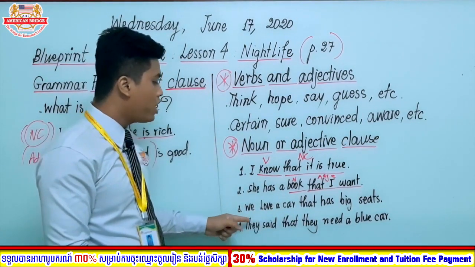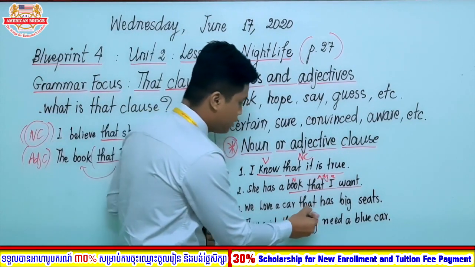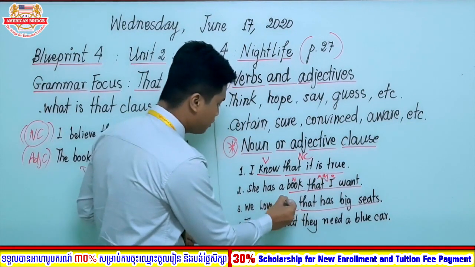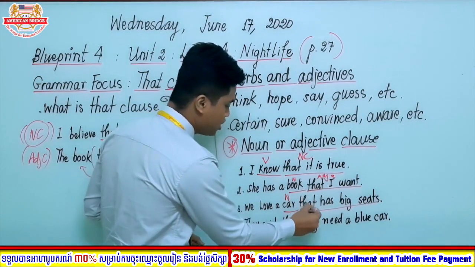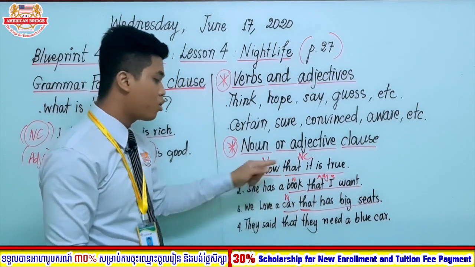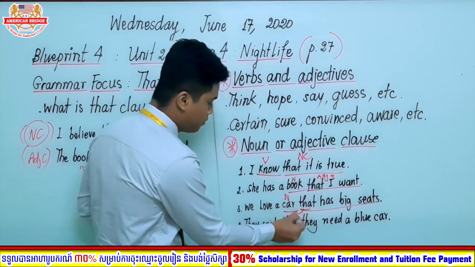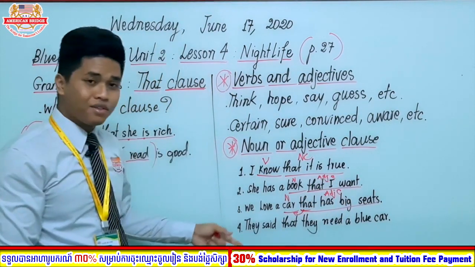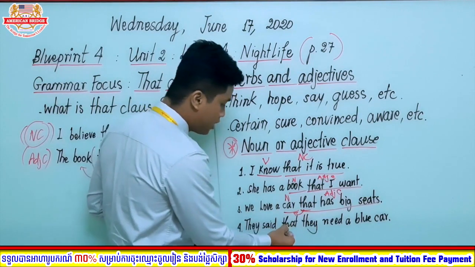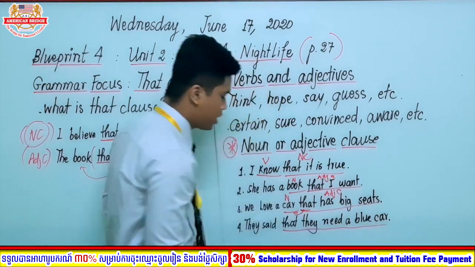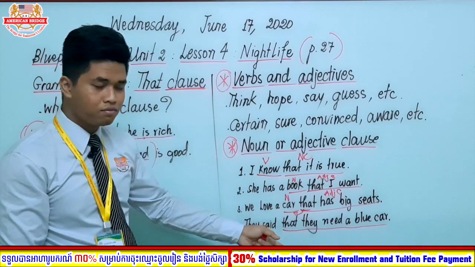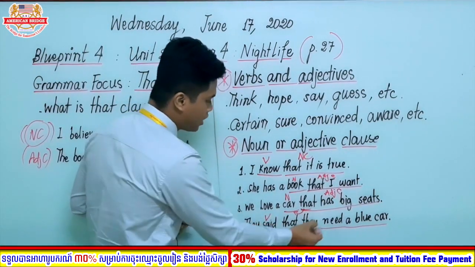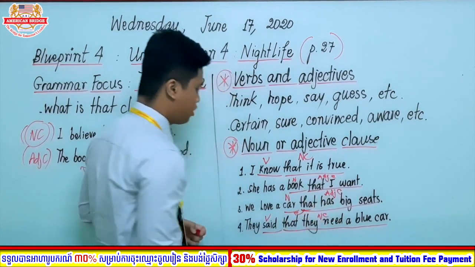Number three, we love a car that has big seats. So car functions as a noun, and that has big seats is used to modify and talk about the car, which is an adjective clause. Last but not least, they said that they need a blue car. They said what? They said that they need a blue car. So said is a verb and that they need a blue car must be a noun clause.